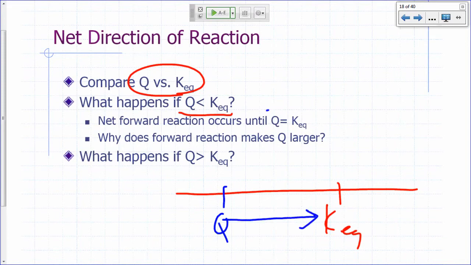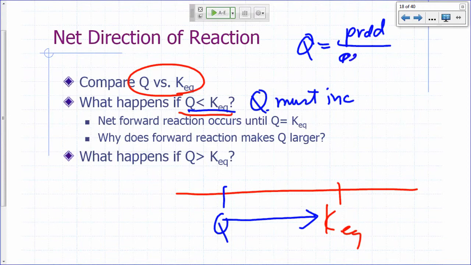So Q will have to increase until it becomes equal to KEQ. Because if Q decreases, it cannot be equal to KEQ if it's less than KEQ, right? How can Q increase? How do you calculate Q? Something that depends on the products over something that depends on the reactants, right? How can you increase Q? You make more products, right? So you need to shift to the right. So we say there will be a net forward reaction until Q becomes equal to KEQ.